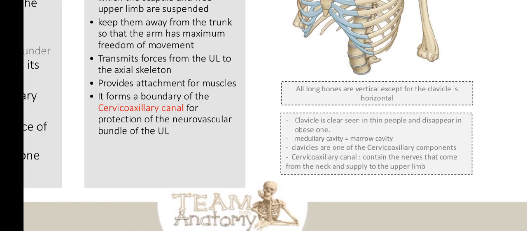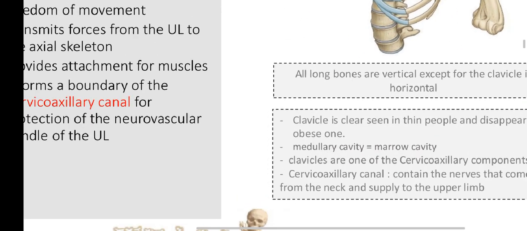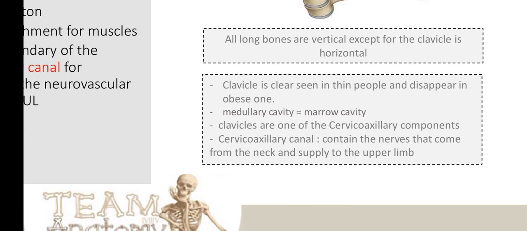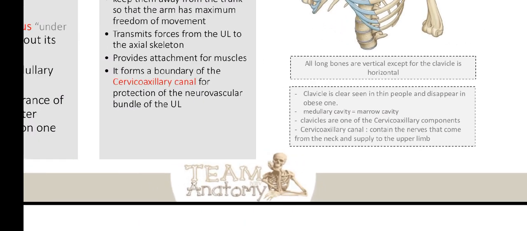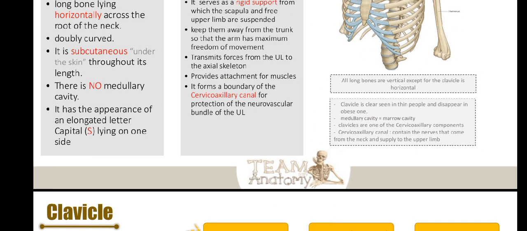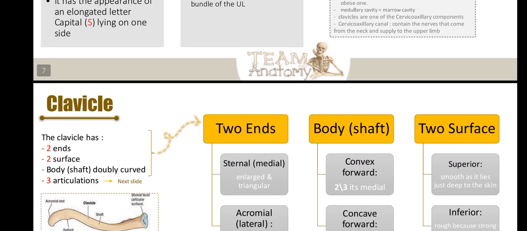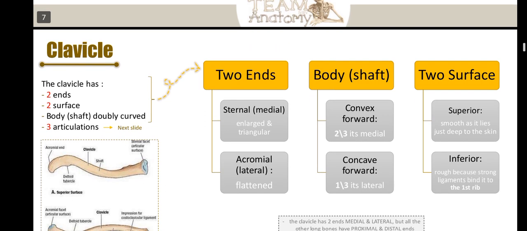The clavicle is one of the components of the cervicoaxillary canal. The cervicoaxillary canal contains the nerves that come from the neck and supply the upper limb. You know these nerves: C5, C6, C7, C8, T1, okay? I'll talk about these nerves when we discuss the brachial plexus. Okay, so now, let's get more interactive.